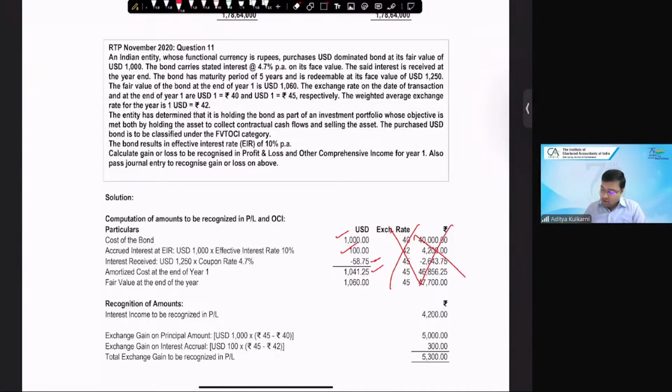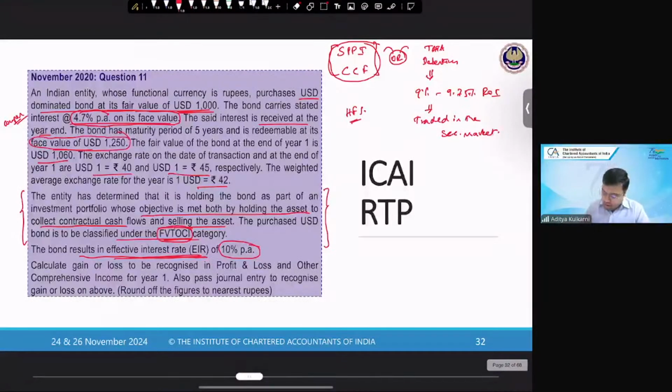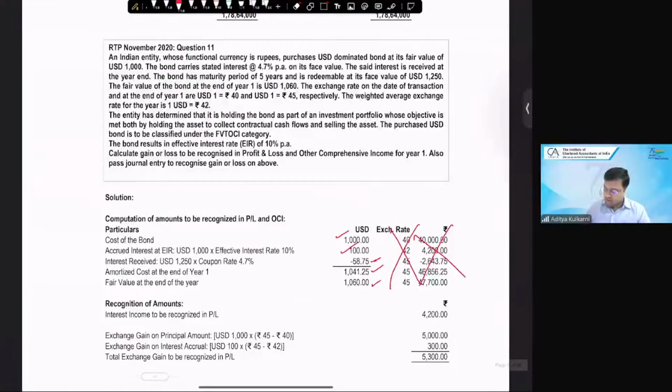That is why you also have to check the fair value on the closing date. What is the fair value on the closing date? The fair value at the end of year one is 1060. So therefore 1060. Are we able to understand this? Yes, sir. So till now, whatever we did in US dollars, we are able to follow. Okay. So now let us proceed.